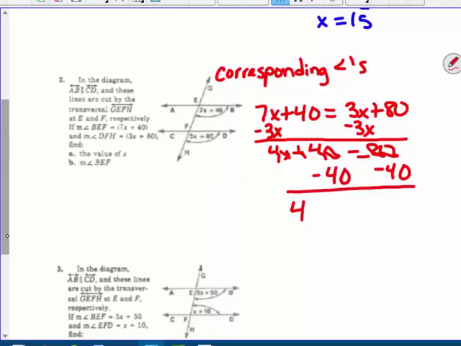Minus 40, minus 40. So I get 4x equals 40. So dividing by 4, I get x equals 10. So x is 10 degrees.